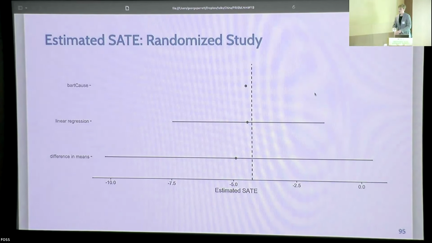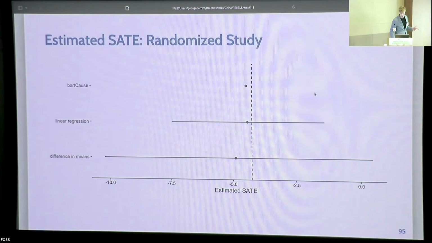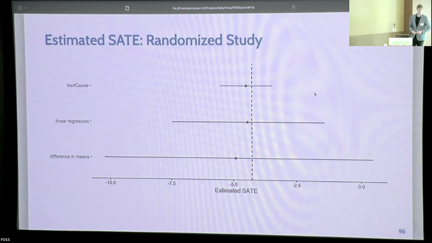So for randomized studies, we have our nice balanced properties. We know that linear regression and difference in means are going to be okay. Let's look at how BART does. So here we have even more efficiency than linear regression. The uncertainty intervals are even smaller, and that's because we're fitting the data points really, really precisely. Those lines are not straight lines anymore. Now we can have curved lines.